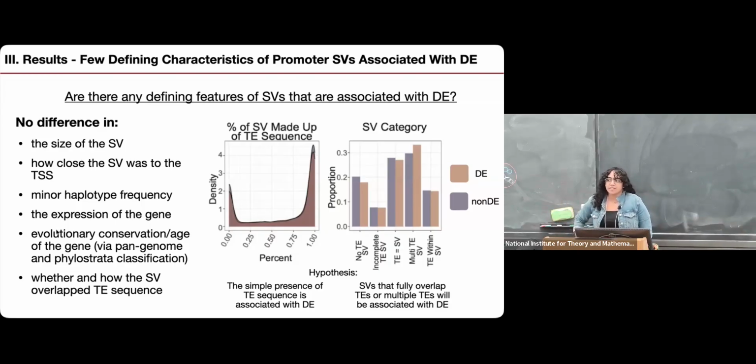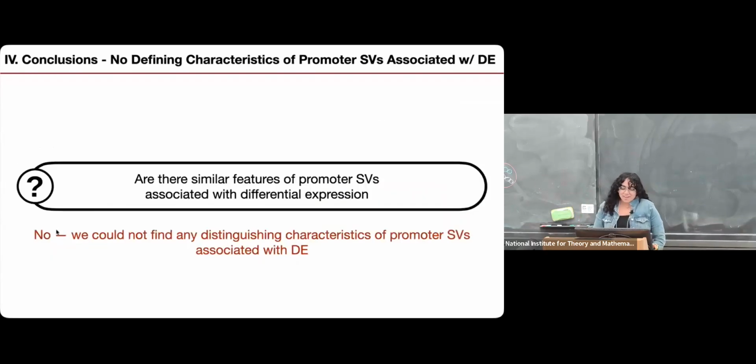But we didn't really find a difference between DE and non-DE genes. And that doesn't mean we didn't find anything with TEs. Hold on to that thought for now. But generally speaking, we could not find any distinguishing characteristic of SVs that were associated with differential expression relative to those that were not associated, which suggests that there maybe aren't predictable features of SVs that result in differential expression.